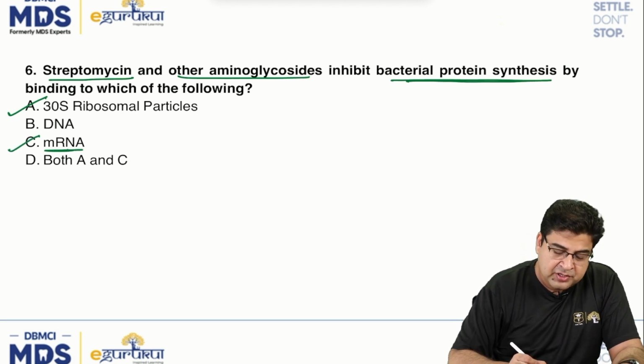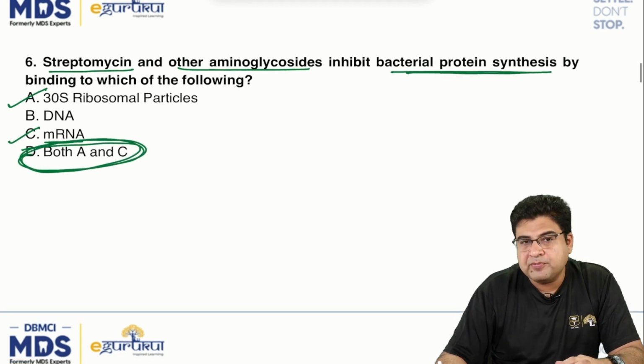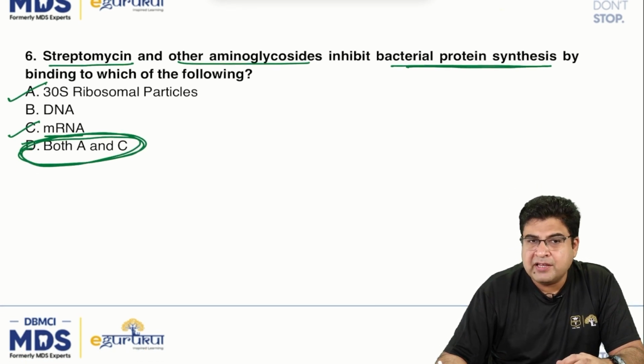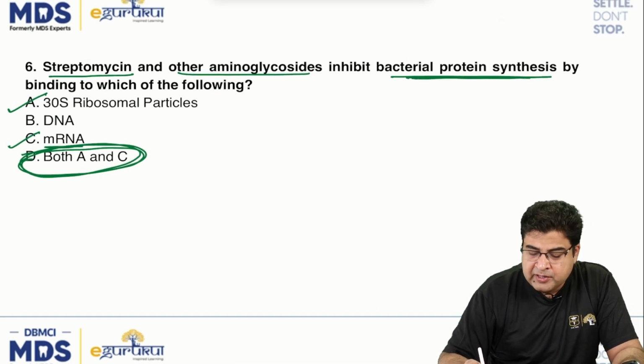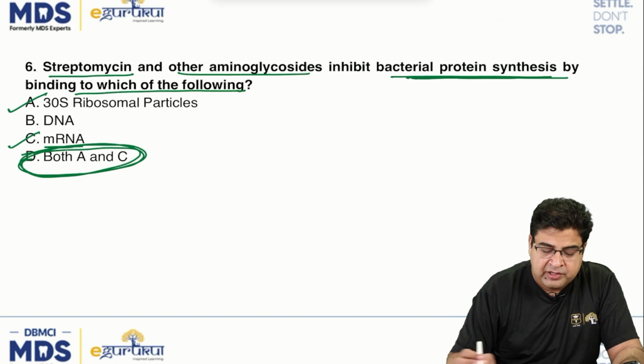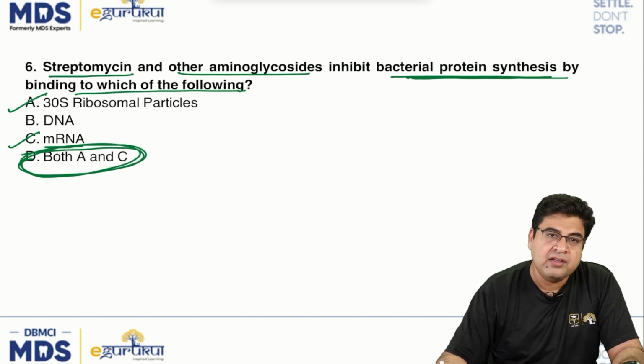So this is also correct. So overall answer is D, Delhi. Both A and C can be the correct option. Streptomycin, another aminoglycoside, inhibits bacterial protein synthesis by binding to which of the following? Answer is the 30S ribosome, where the medicine will inhibit the messenger RNA reading.